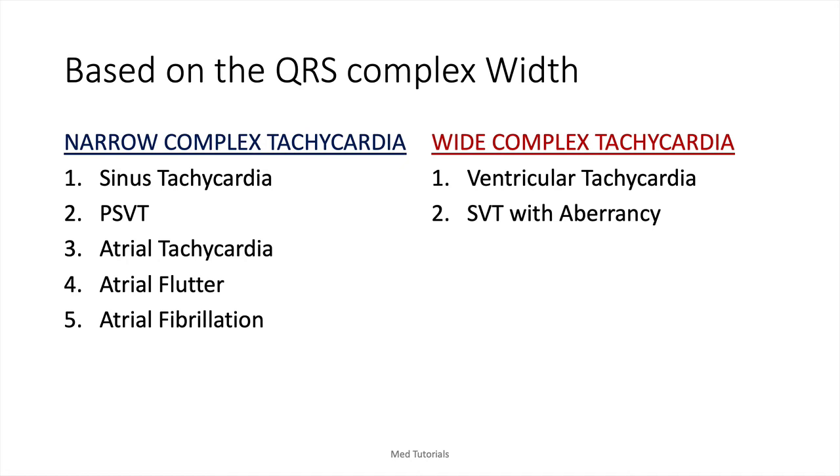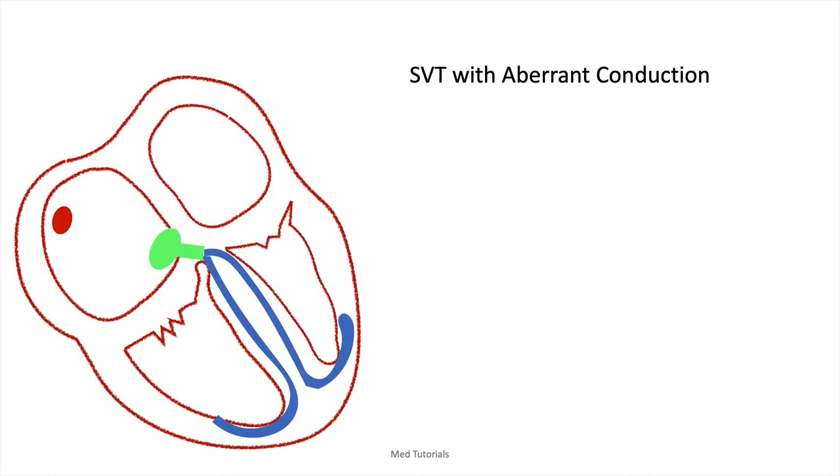So what is SVT with aberrancy? You have a tachycardia which originates above the level of the ventricle, but because of some abnormality in its conduction in the ventricles, the QRS becomes broad. So these are the two things that we keep in mind when we deal with wide complex tachycardia.